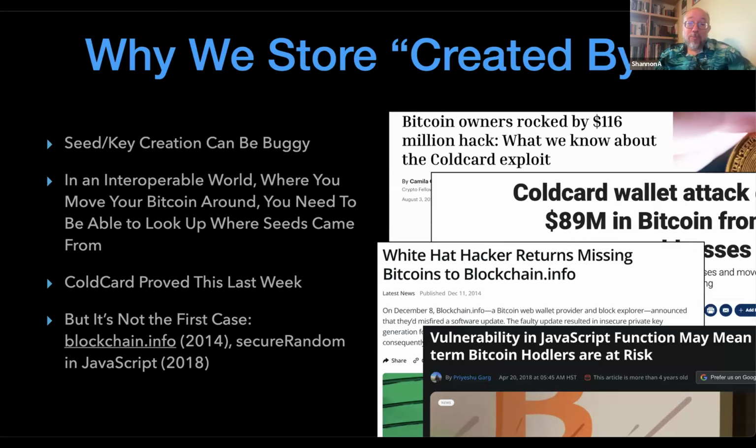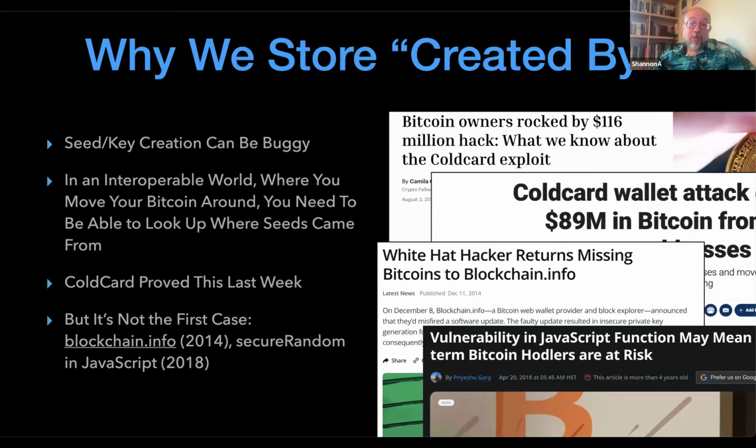And Cold Card proved this last week why this is really important, but it's not the first case. Here I have another news headline from 2014 about blockchain info, where a white hat rescued a bunch of funds and then returned them, again because of a vulnerability in how they produce keys. And a few years after that, there was this big issue in JavaScript where secure random ended up not actually secure or random. And so that put a lot of things at risk.